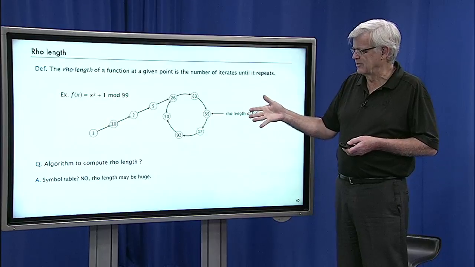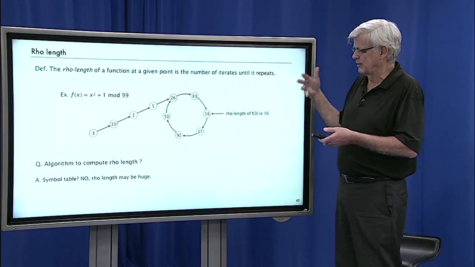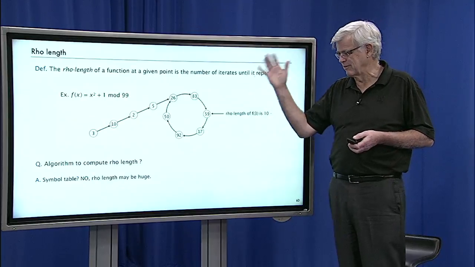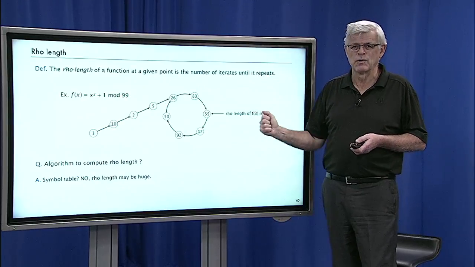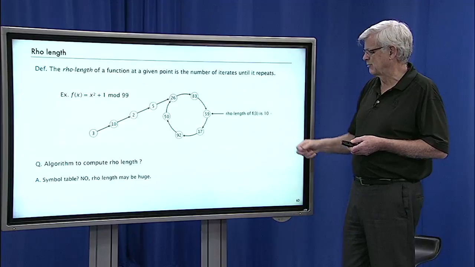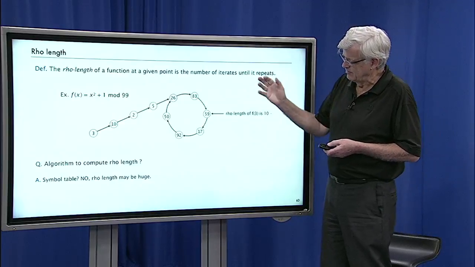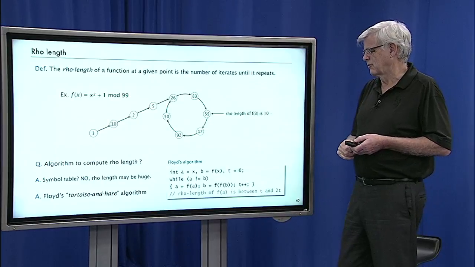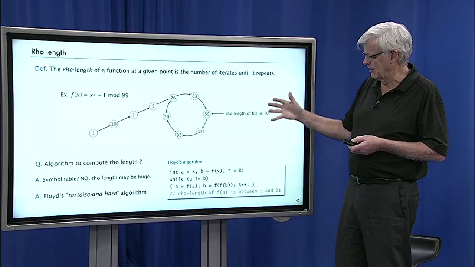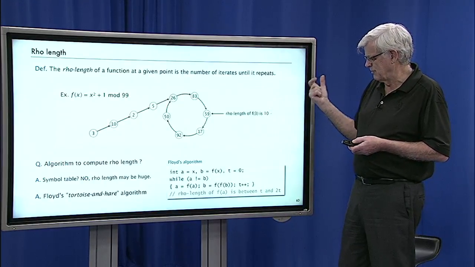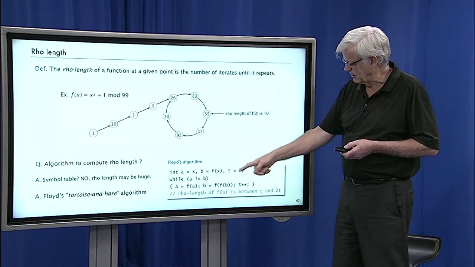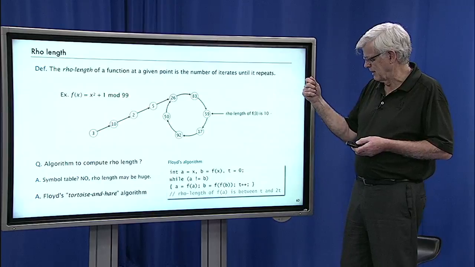But in practice, you can't do that, because in real applications we're doing this for huge numbers, like 100-digit numbers, and there's no way you can have enough memory to keep all the possible values. So what do we do? Well, there's a famous method due to Floyd, the tortoise and hare algorithm, where you keep two variables, one that iterates the function just once and the other that iterates it twice.